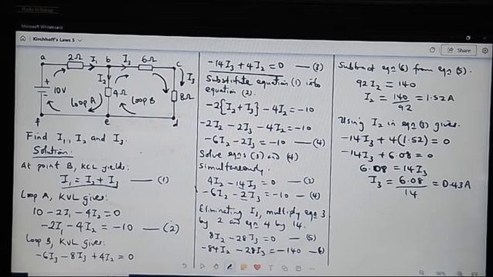If you now recall equation 1, where we say I1 is equal to I2 plus I3. So we say I1 is equal to I2, which is 1.52, plus 0.43. So that I1 eventually gives us 1.95 ampere.